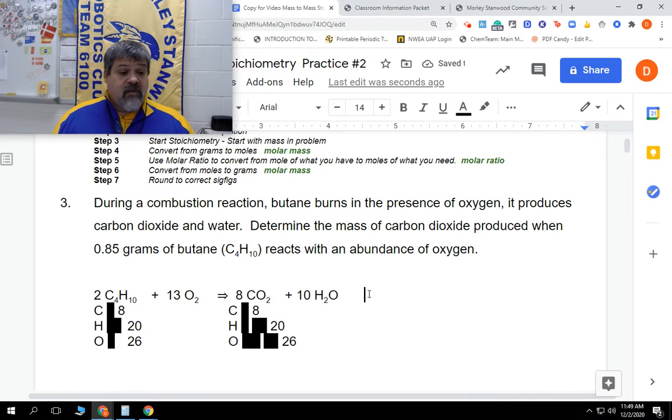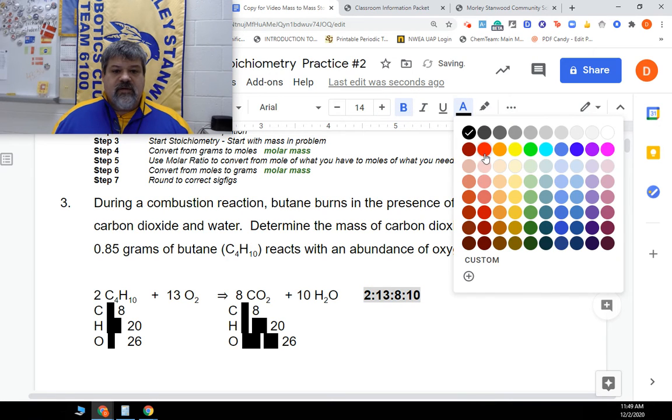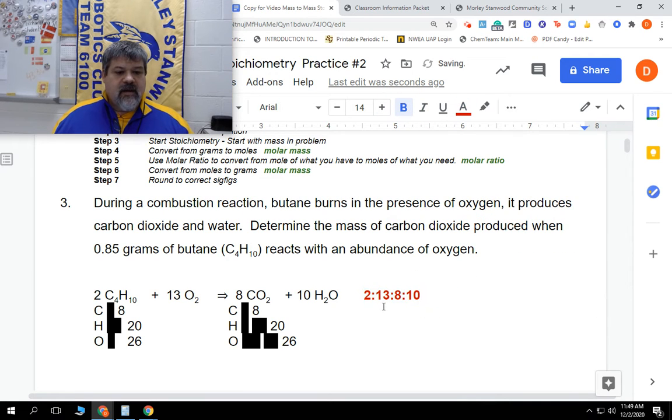So my molar ratio is going to be 2 to 13 to 8 to 10. Now, one thing I want to do is I got to look at it, and we're going to make it bold, and we're going to change its color here so we know where it's at. So there's the molar ratio. My problem is, can I reduce it, though? It's not a problem, but can I reduce it? Those are big numbers. They will work, but can I reduce it?